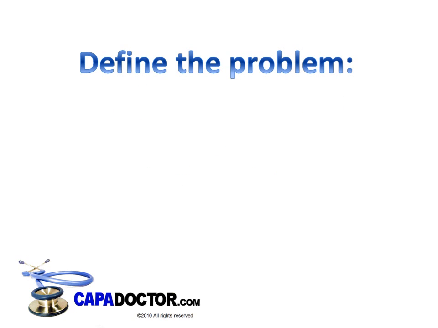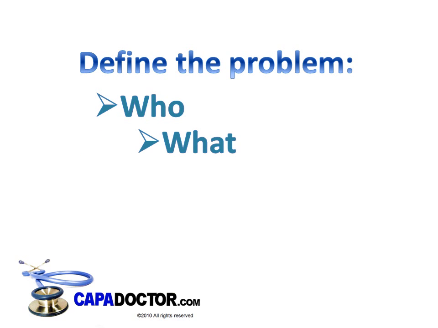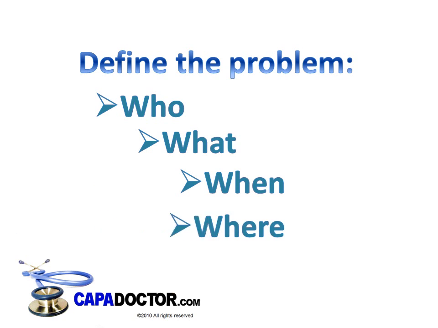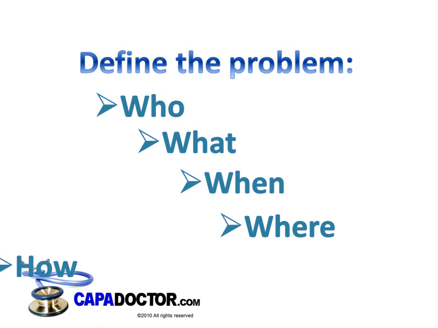One of the first steps is to identify the problem. The problem should be precisely defined in terms of who is involved in the problem, what exactly is affected by the problem, when the problem occurs or has occurred in the past, where the problem occurs, and how it occurs. These elements need to be addressed in a short, concise problem statement.